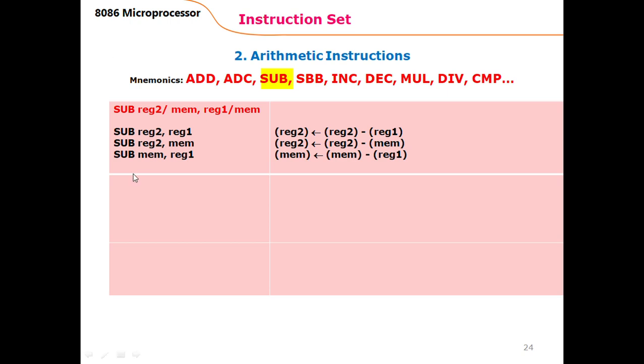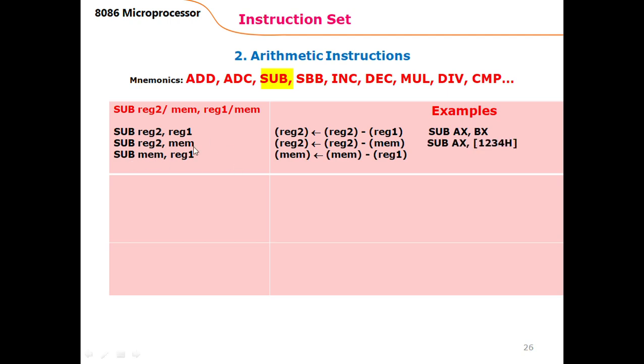In this category, we have three forms. The first is SUB register 2, register 1, where both of the operands are registers. The content in register 1 is subtracted from the content in register 2, and the result is stored in register 2. For example, SUB AX, BX, where the 16-bit value in the BX register is subtracted from the 16-bit value in the AX register, and the result is stored in the AX register.